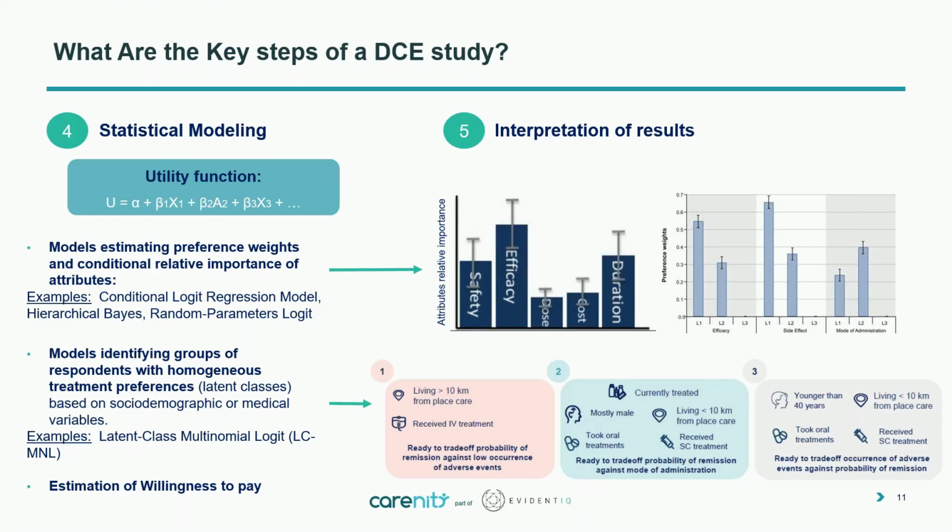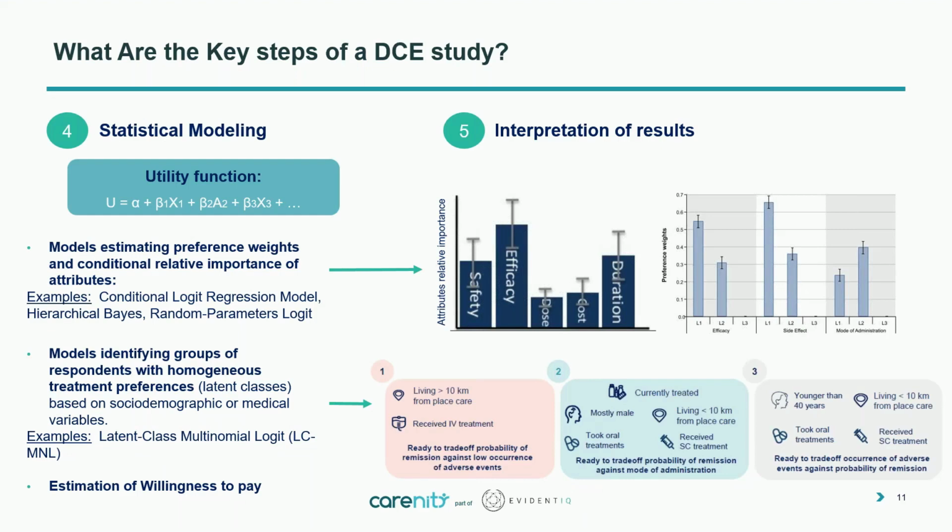The third type is the estimation of the willingness to pay. If price is included as an attribute, respondents make trade-offs between price and other attributes. Therefore, willingness to pay can be indirectly estimated, which may elicit more realistic estimates than contingent valuation surveys that ask respondents directly for their willingness to pay.